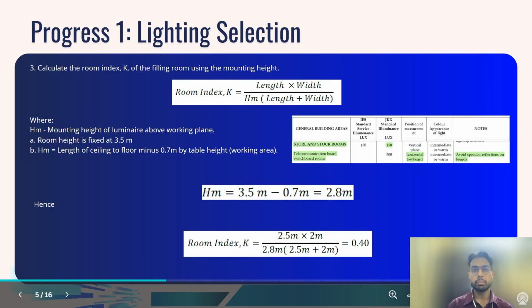So how do I determine the mounting height? The 3.5 is determined from the side drawing, minus 0.7, where the light is being reflected onto the cable. We get a mounting height of about 2.8 meters. So how do I determine the room index? By getting all these values, we substitute them into the following formula. We get a room index of about 0.40.